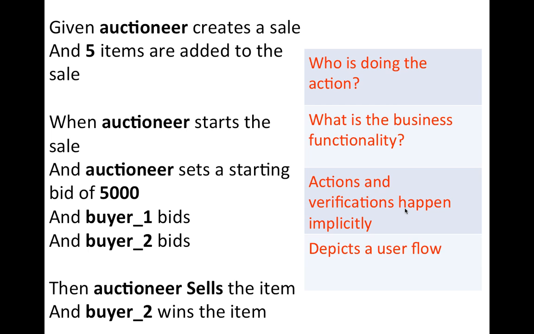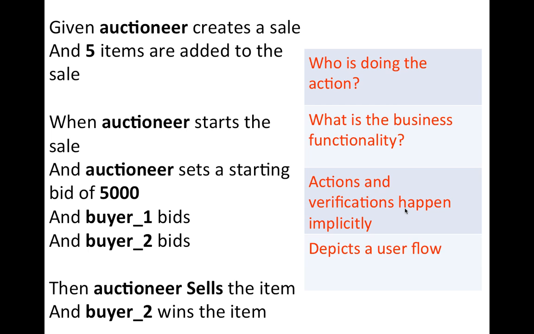The other thing is the actions and verifications happen implicitly. Typically, the way we write test cases is data setup, do an action, verify the action has completed well. In this case, we are going various levels above that particular logic, and we are saying data setup is also a business rule. Auctioneer creating a sale is data setup. Five items adding to the sale is data setup. Data setup is also implemented in the form of business rules.